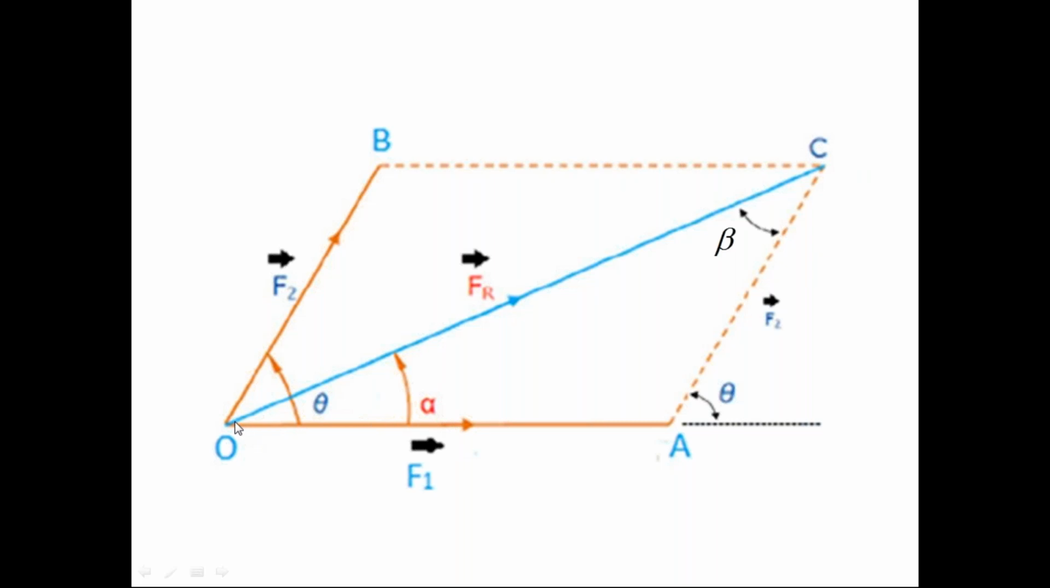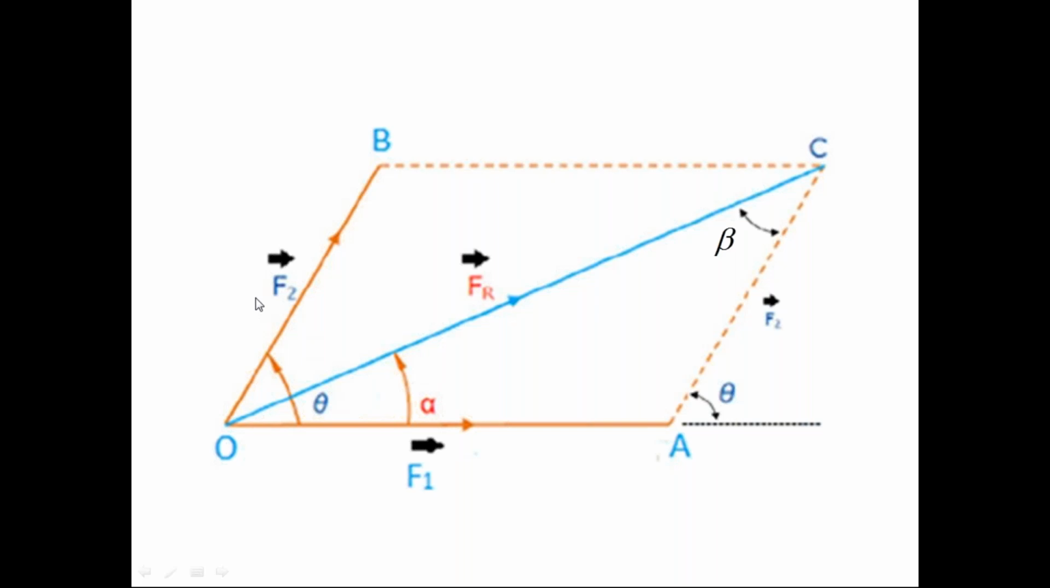Then the diagonal passing through point O. O is the common point for the forces F1 bar, F2 bar. This is called the point of intersection. The diagonal of the parallelogram passing through the point of intersection is the resultant force. So this diagonal OC bar is the resultant force FR bar of the forces F1 bar and F2 bar.